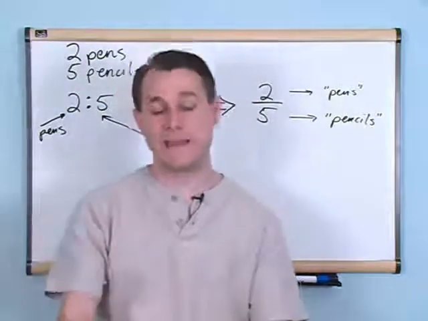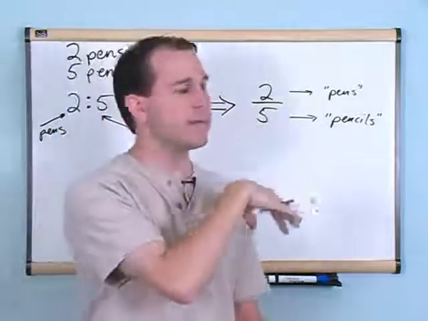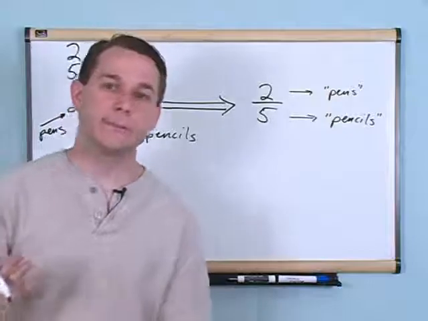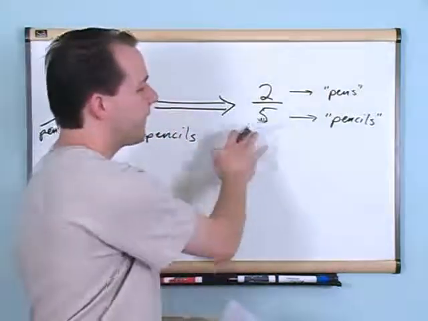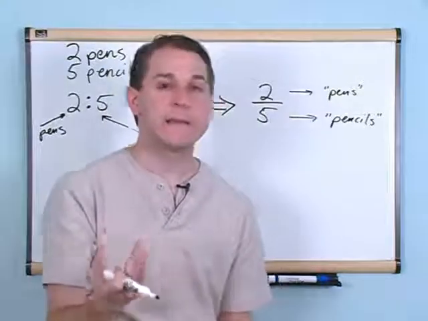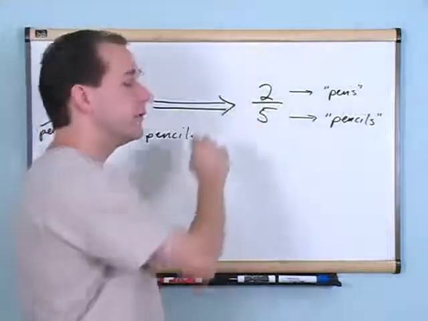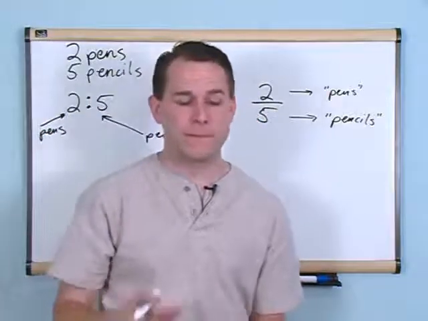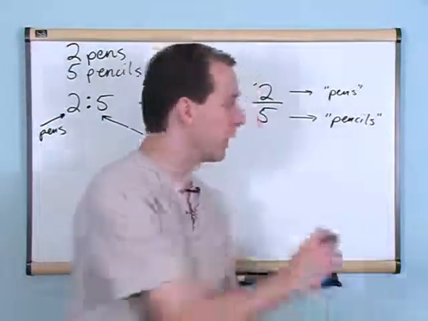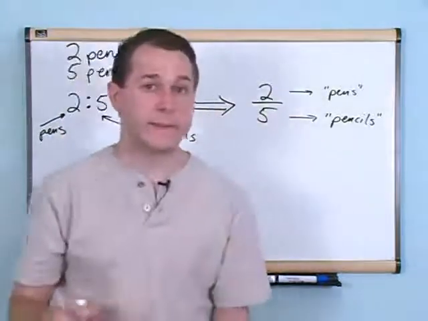If I were to pull 10 pencils out of the drawer, 10, not 5, but 10, so I would double this, how many pens do you think you would find? Well, if I pull 5 pencils out and I expect to find 2 pens, then if I pull 10 pencils out, then I probably should find 4 pens. Because I'm doubling everything. I pull twice as many pencils out, so 10 pencils, I should find twice as many pens.